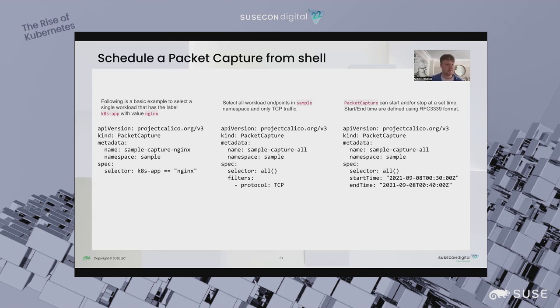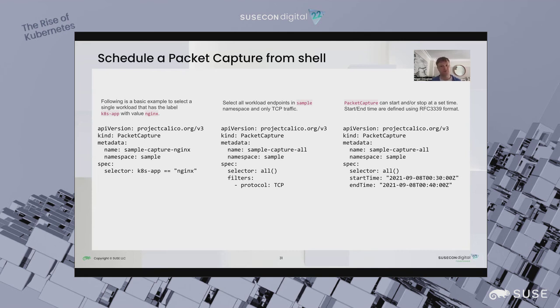That's basically it. And this will apply to the pod nginx. From the second example there, if you wanted to go further, you can say, okay, look for all matching selectors. I don't care what selector it is in the sample namespace, but filter it for just TCP traffic. I don't want any of that UDP stuff. And you can do it that way.